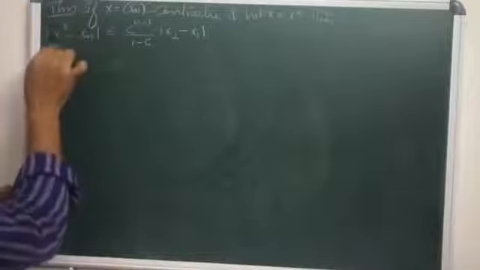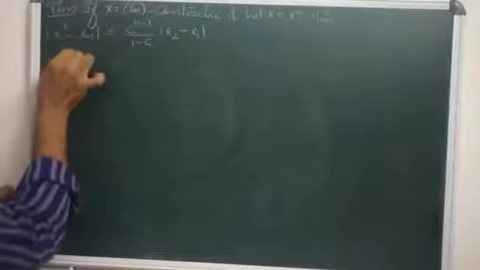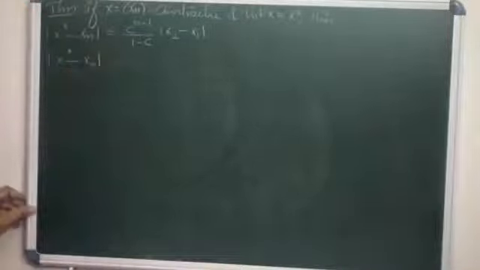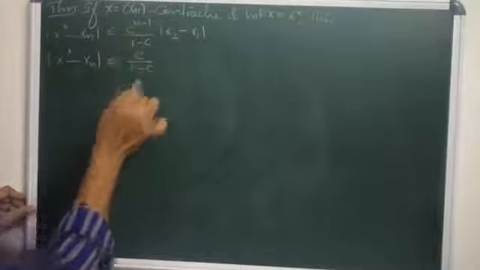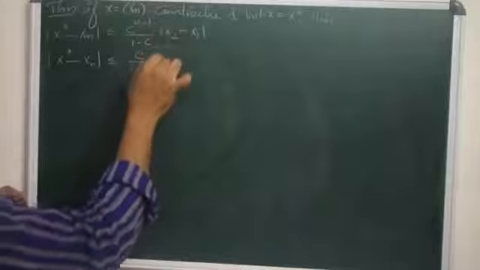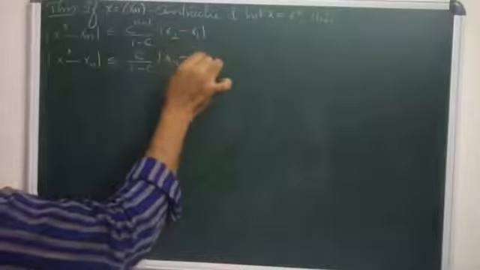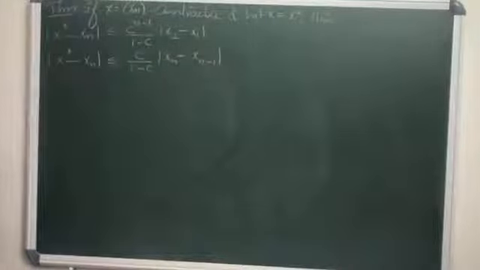And the second result says that |x star - xn| is less than or equal to c/(1-c) times |xn - x_{n-1}|. These are the two results, where (xn) is a contractive sequence.